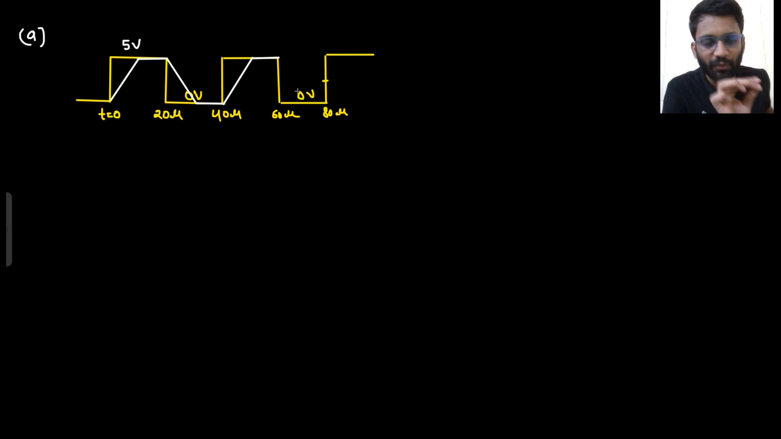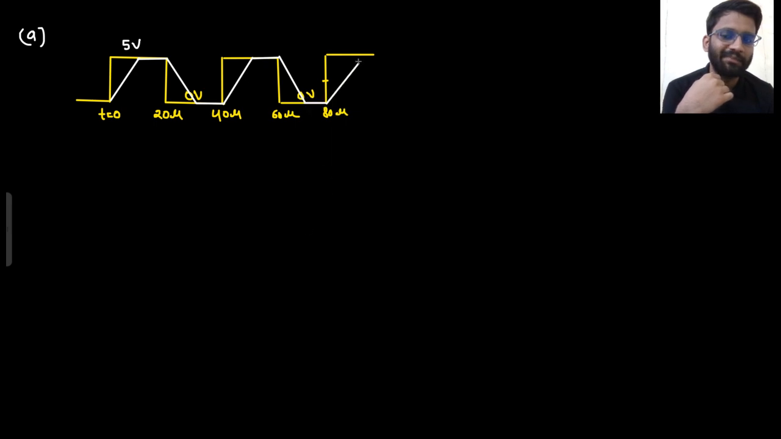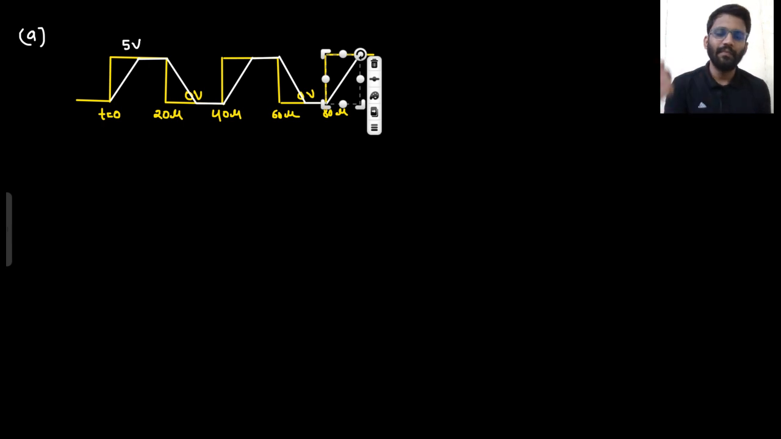Output is simply following input. Input is going from 0 to 5 volt, but for the output it will take 10 microsecond. 10 microsecond, 10 microsecond, and 10 microsecond. Then again it is following. Then again 10 microsecond. So a trapezoidal shape you are getting, right? This is a trapezoidal shape you are getting.